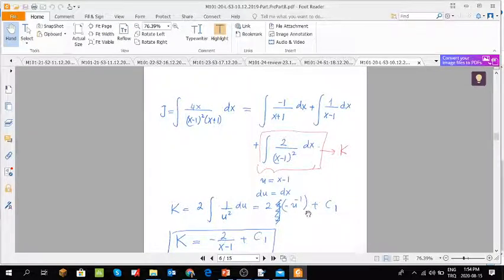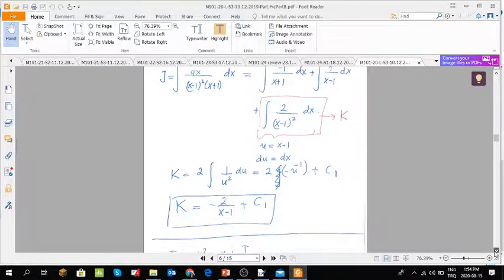And then integral J is equal to the integral of 4x over (x minus 1) squared times (x plus 1) dx. And now we have negative 1 over x plus 1 dx, 1 over x minus 1 dx, and 2 over (x minus 1) squared dx. I'm going to call the last one K; the others are okay, easy.